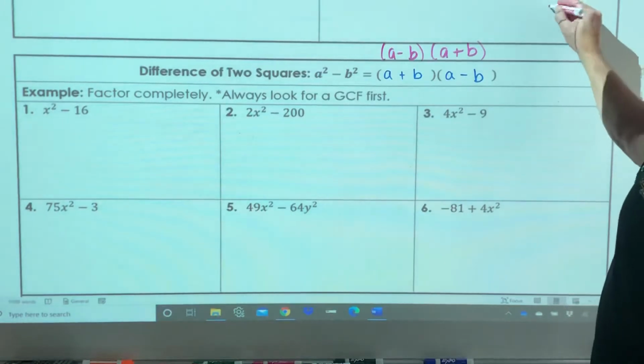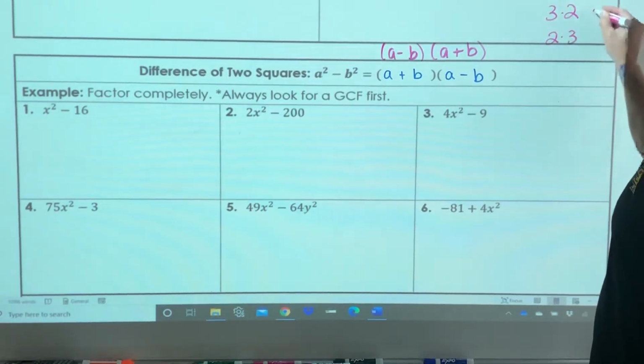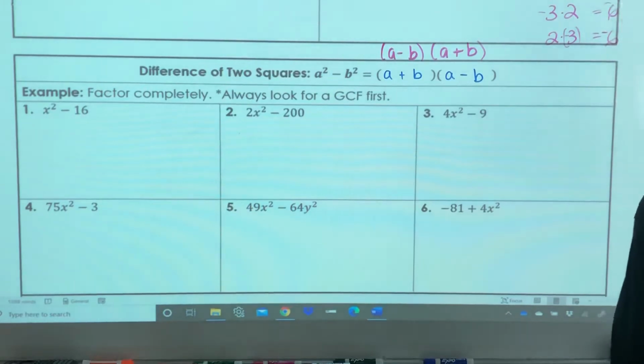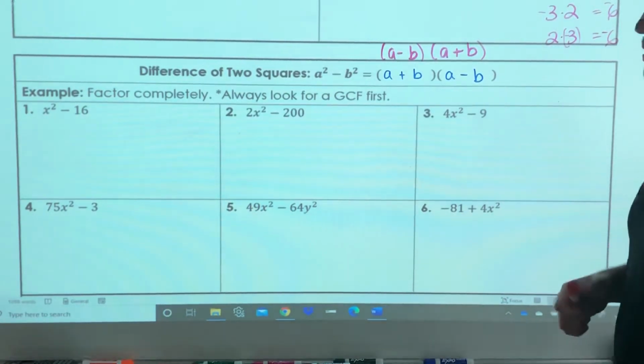It's the equivalent of saying 3 times 2 and 2 times 3. It's still 6. Or negative and negative, it doesn't matter. It's still negative 6. Doesn't matter where you put a negative, it doesn't make any difference.